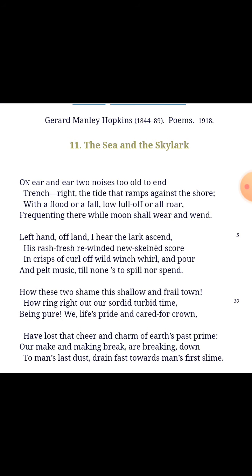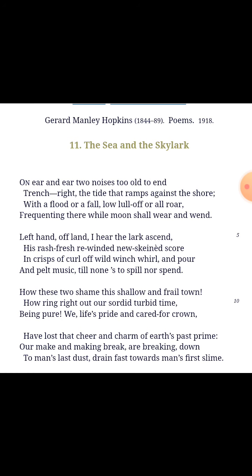Whenever we talk about Hopkins, it is mandatory to talk about sprung rhythm. Sprung rhythm is a rhythm in which the primary syllables are compressed together. Stressed syllables are compressed together so that the reading of the poem gives a very different impression.